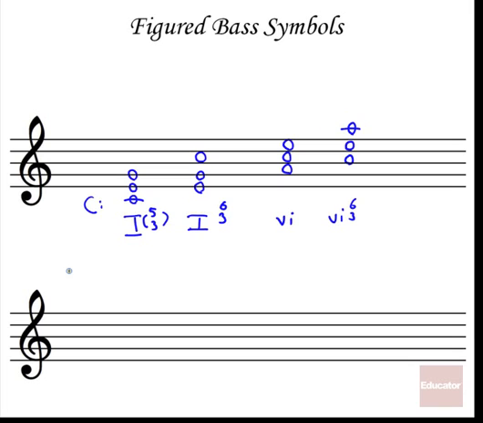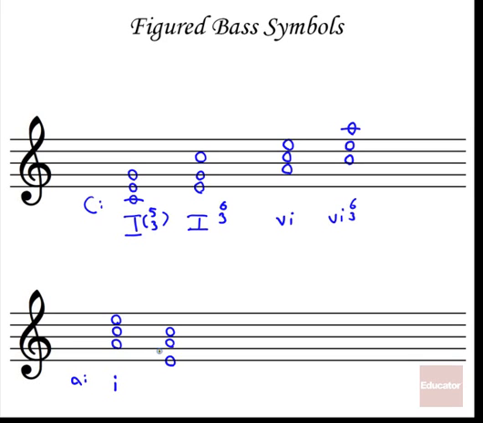Okay, let's do second inversion now. And let's move to a minor key. What about A minor, just to keep the key signature simple? So let's look at the first degree in A minor. So we have this A minor triad. And now we want to write it in second inversion, so we know that means that the fifth is going to be in the bass. So here the fifth is E, so we'll put that in the lowest voice, and then we will add the A and C above that.